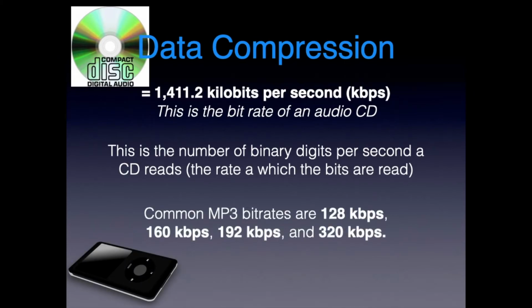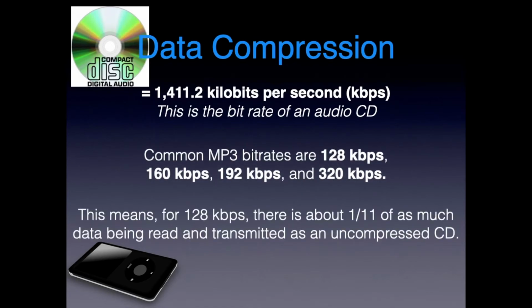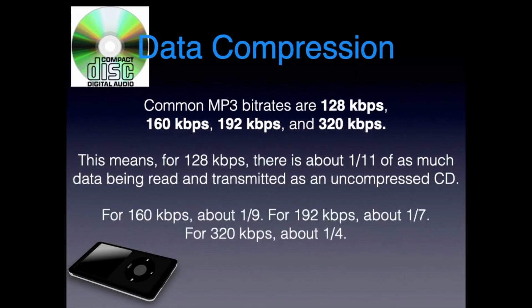Turning to MP3s, common bit rates are significantly lower. 128 isn't so common nowadays, but 160 and 320 are. 320 is usually labeled a high-quality MP3 if you're downloading music from Bandcamp or other online sources. But if we look at 128 kbps, that's about an 11th of as much data being read and transmitted as an uncompressed CD. To look at 320, that's about a quarter of the data per second. So if you care about your streaming bandwidth or the space on your computer, these save you significantly in that dimension.